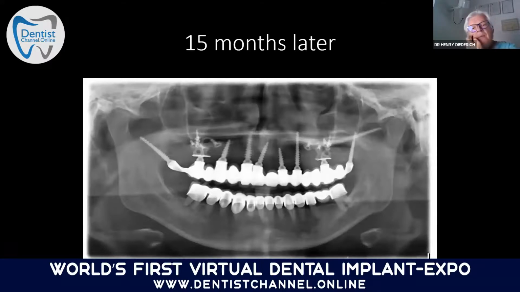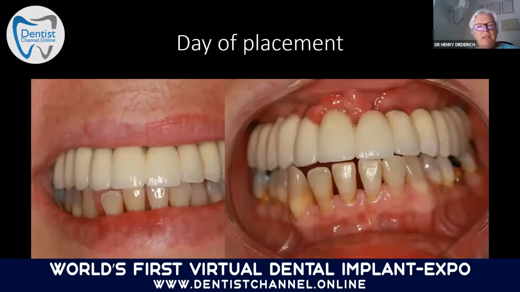And here, 15 months later, also no problem, all well osseointegrated, no complications. So the patient was happy. Here you see the day of the placement, the gum was still a little bit irritated, but after, everything was fine, and our patient was happy.